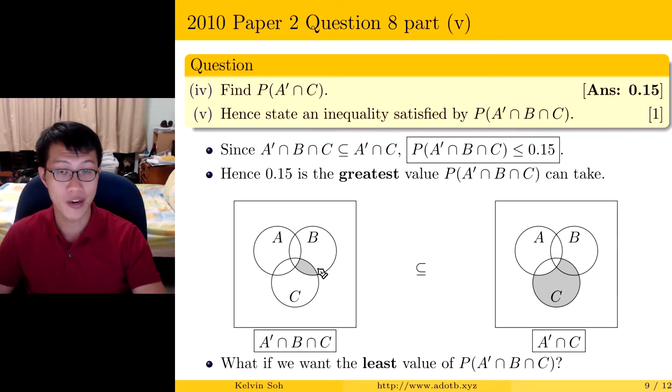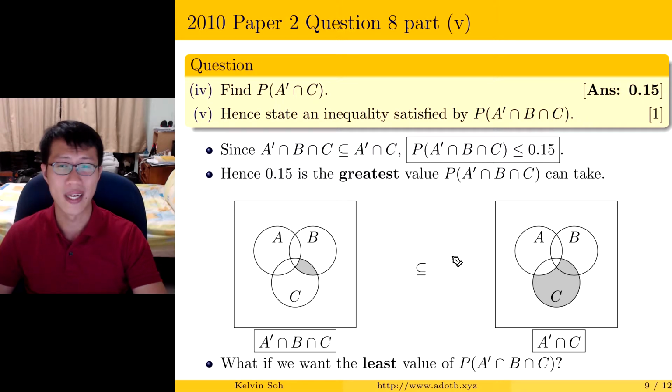So if you look at the Venn diagram, this shaded region is A prime intersect B intersect C, and this shaded region is A prime intersect C. The first region is a subset of the second set. Hence, the probability of A prime intersect B intersect C is less than or equal to the previous answer, which is 0.15. So this idea of subsets is sufficient to obtain the 1 mark in this question. However, we can easily modify this question to make it significantly tougher. Notice that 0.15 is actually the greatest possible value this probability can take.